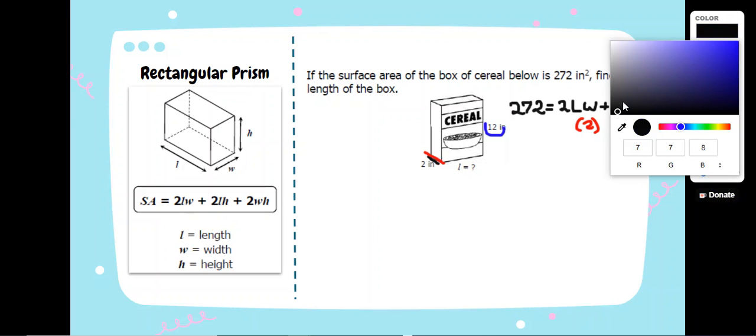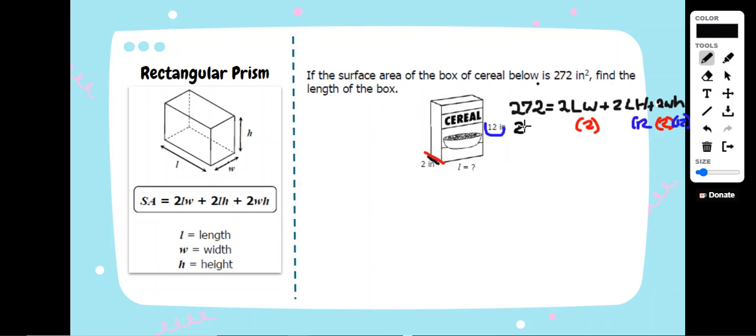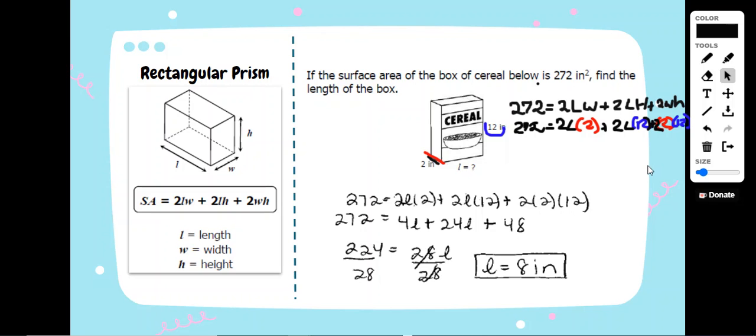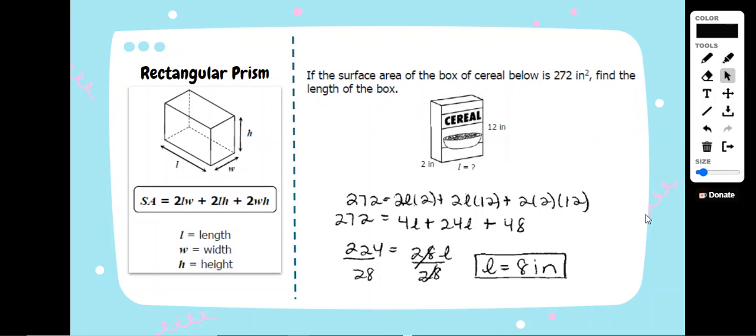And then we can bring down any portion of the formula that we have already. Like the 2, length is unknown, plus 2 times length is unknown times height, plus 2 times 12. Okay. Once you solve out that, you should end up with a multi-step equation. You end up having a constant and 2 variable expressions, which you can combine and solve out for length is equal to 8. Pretty straightforward.